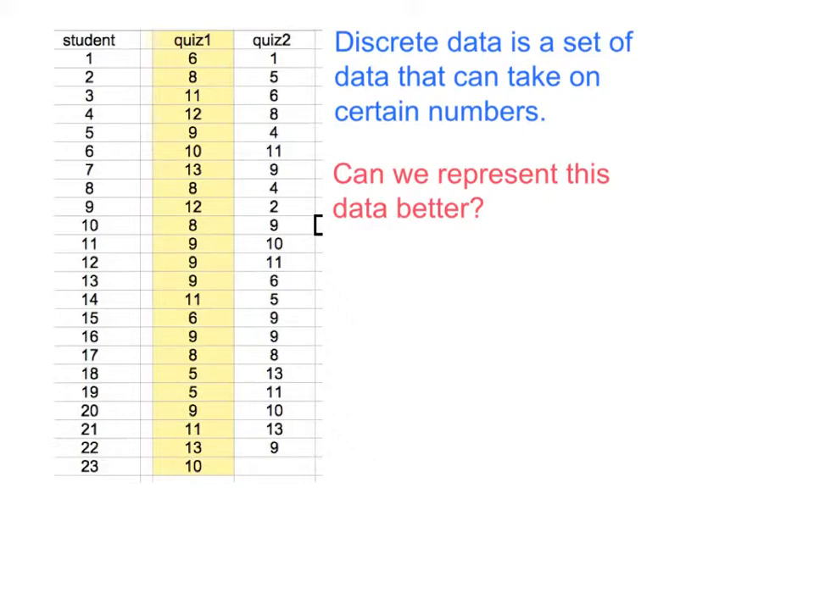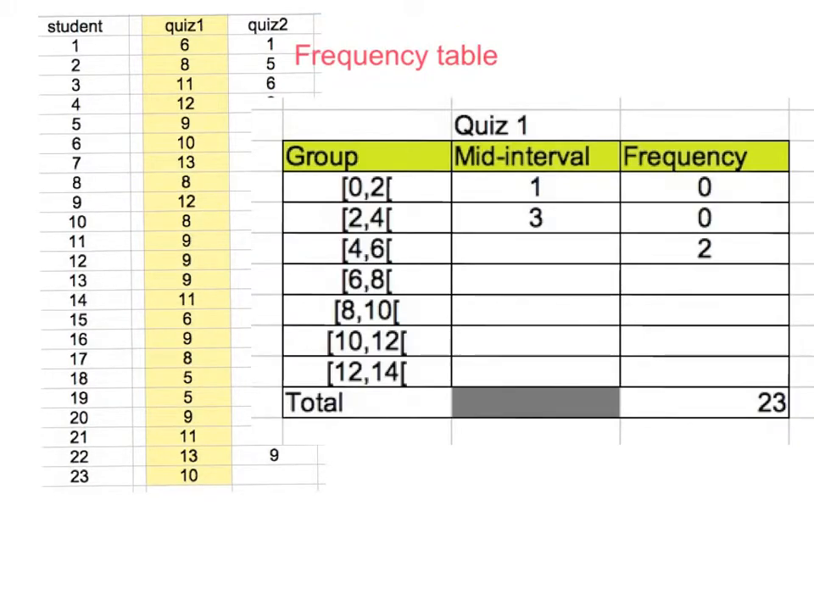Alright, so we'll first concentrate on quiz number 1. How can we present this data better? Because in this particular format, this is not the best thing to view the data. So we can do this by using a frequency table. First, what we can do is to group the data up, using this particular grouping.